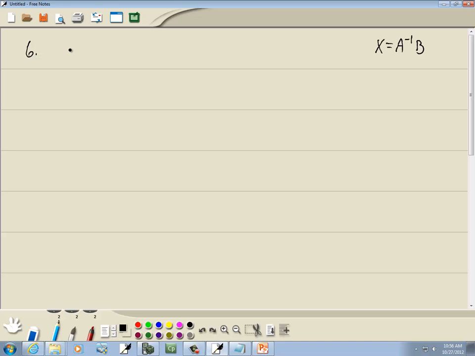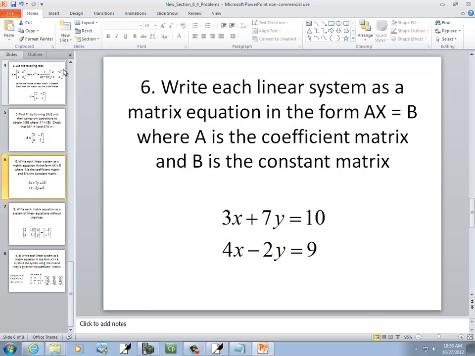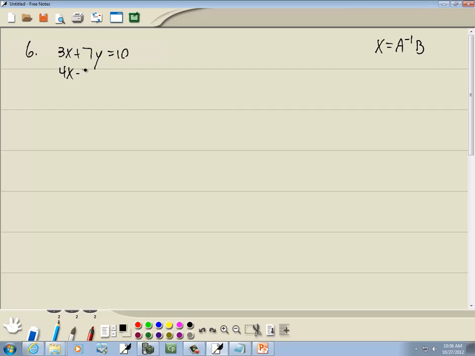Okay. So here we got 3x plus 7y equals 10. We got 4x minus 2y is equal to 9. Well, first off, let's identify our different matrices. Now A is the numbers off of our variables. So over here on the left side we'd have 3, 7, 4, negative 2. Some books refer to that as a coefficient matrix.